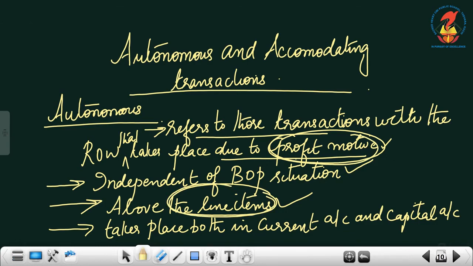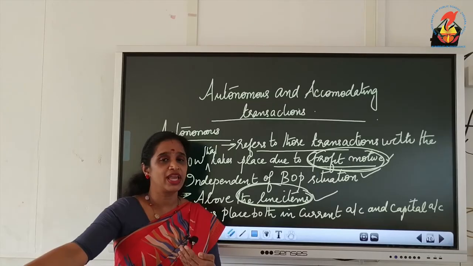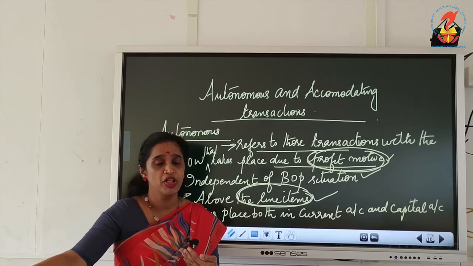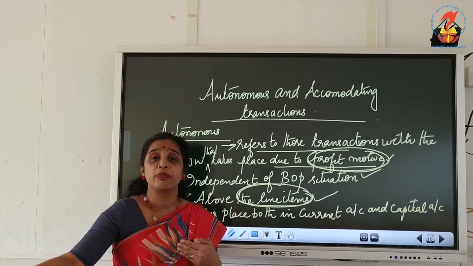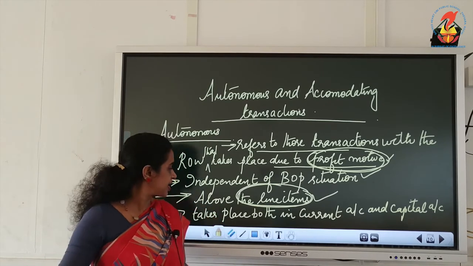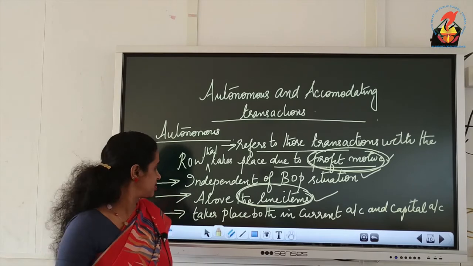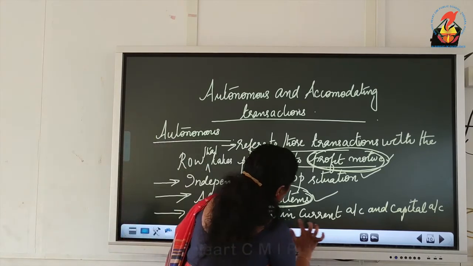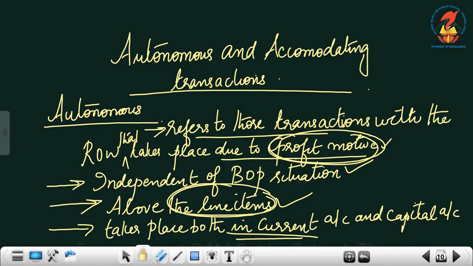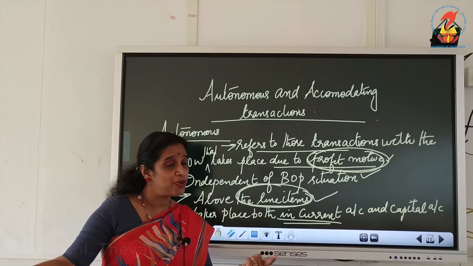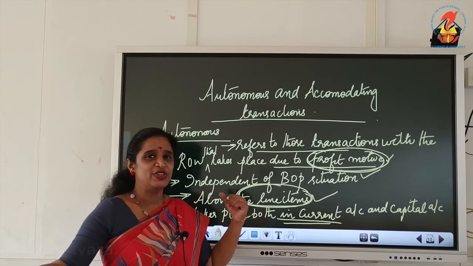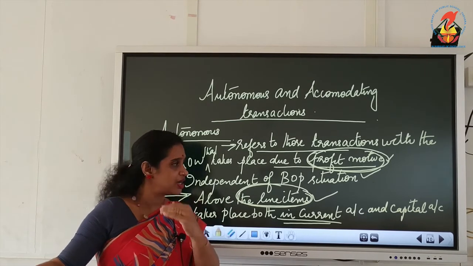Because a country's inflow is more important. How can a country increase its inflow? That is why they are always known as above the line transactions, as they are more concerned about the profit. Next, it takes place both in the current account and the capital account. The autonomous transactions take place both in the current account as well as in the capital account. Now, when I explain the accommodating transaction, this autonomous transaction will be a little more clear to you.